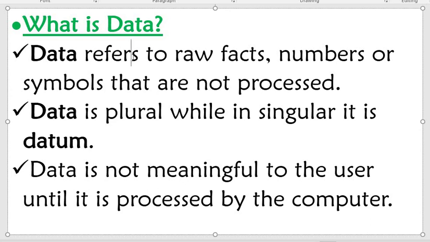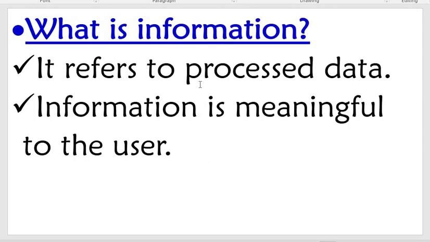So simply, as I finish up, data refers to raw facts, numbers, symbols, or images that are not processed, and they are not meaningful to the user. Until it is processed, data is not useful. Once data is processed, the name changes into information. So information is processed data, and information is meaningful to the user.